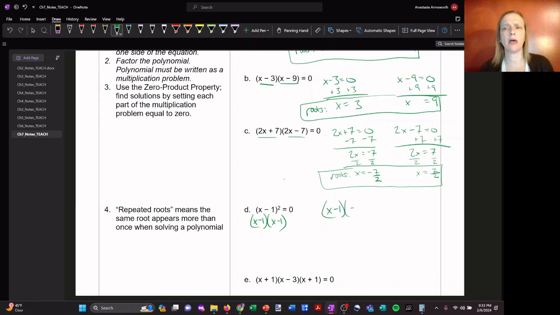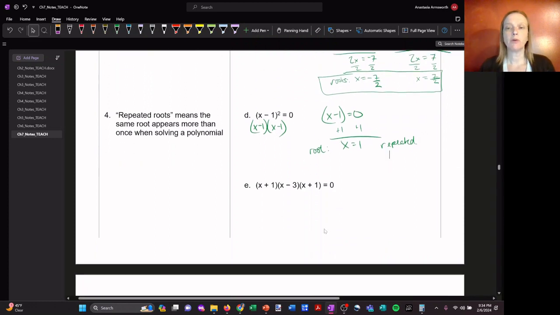But it becomes important later on in math to pay attention to how many times the root appears in the problem. So when you solve x minus 1 equals 0 and you add 1 to both sides of the equation, you get x equals positive 1. It's important to know that this root of x equals 1 is repeated, and knowing how many times it's repeated. So this appears 2 times.